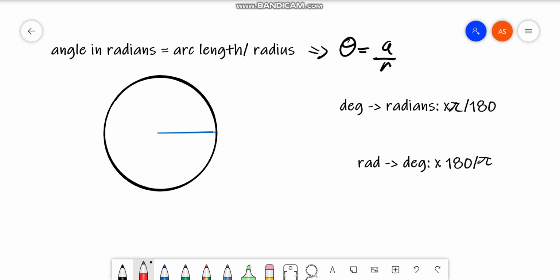Hi, today we are going to be talking about radians. So first, let's see what a radian is.